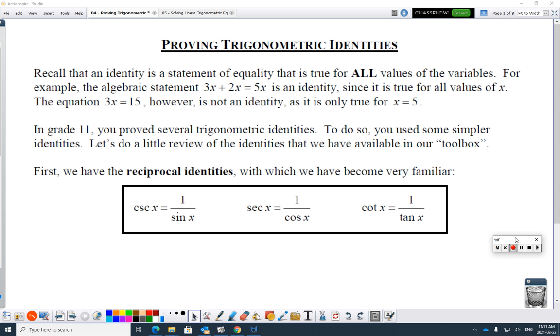So there's the reciprocal identities. Cosecant is 1 over sine. Secant is 1 over cos. Cotan is 1 over tan. You've got those available to you. So they're potential weapons that you can reach out and grab during an identity question.